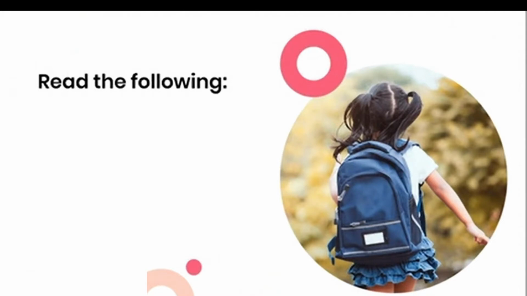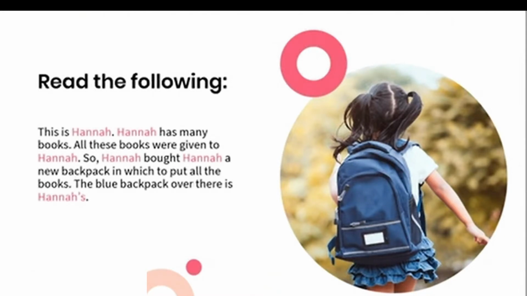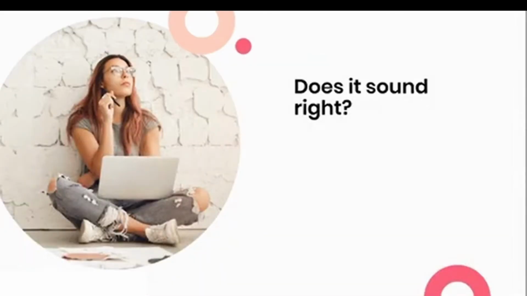Well, read the following sentences. This is Hannah. Hannah has many books. All these books were given to Hannah. So, Hannah bought Hannah a new backpack in which to put all the books. The blue backpack over there is Hannah's. Does it sound right? It sounds a little too repetitive, don't you think?